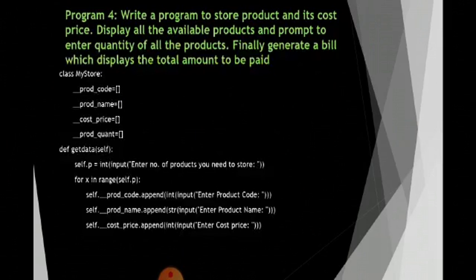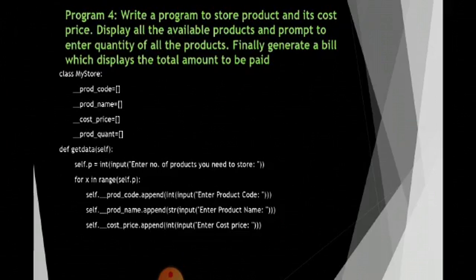So in this program we are going to write a program to store a product and its cost price, display all the available products, prompt to enter the quantity of all the products, and then finally generate a bill which displays the total amount to be paid. In shops they create a bill, an automatic bill is generated. For that we are creating one program now.